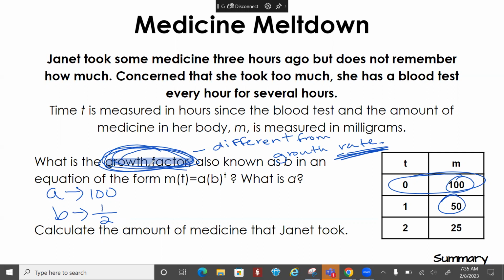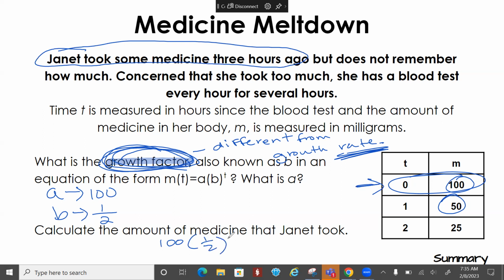All right, so now we've got to figure out how much medicine Janet took, right? Well, Janet took the medicine 3 hours ago, and we started at time 0. So how do we figure out how much she had in her system 3 hours ago? You plug it into the equation. What are we going to plug in, though? We want to figure out 3 hours ago, right? -3. Okay, so we're going to plug in -3 into our equation. We're going to say 100 times 1/2 raised to the -3.